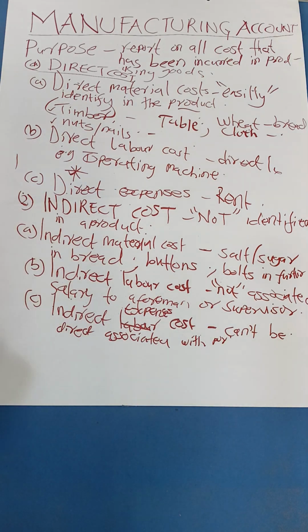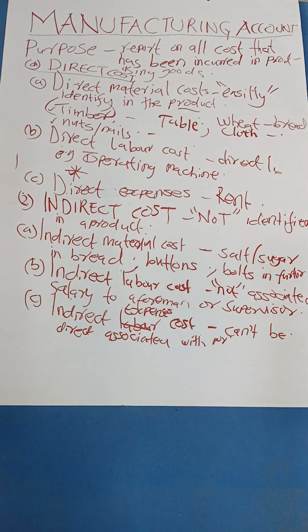You see, direct labor costs. You see, direct expense. We said something like rent. You have to pay, but this one is not directly associated. For the indirect expenses, we can't directly associate with the product.